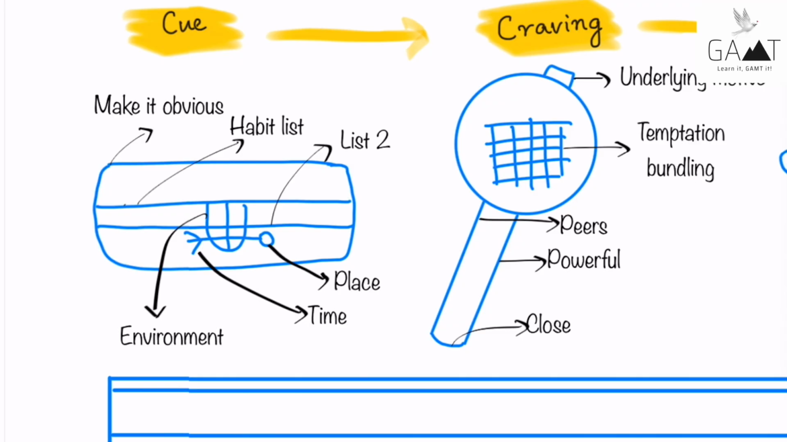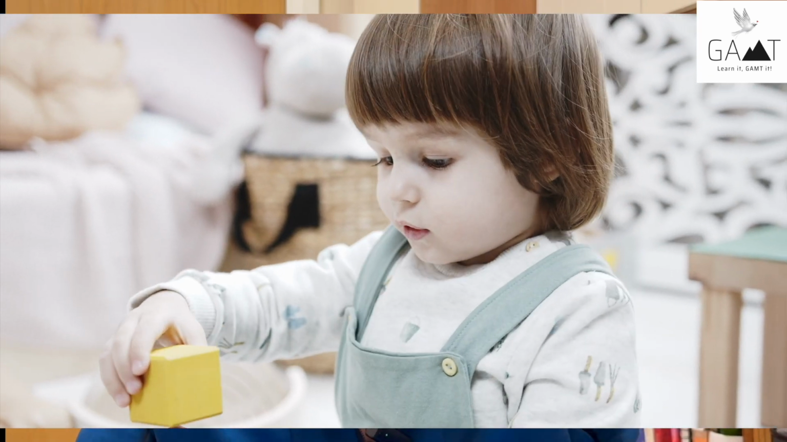So you first create a habit list and a second list. When you want to create a new habit, try to identify any items in the habit list or the second list that you can tag this habit onto. This is called habit stacking.